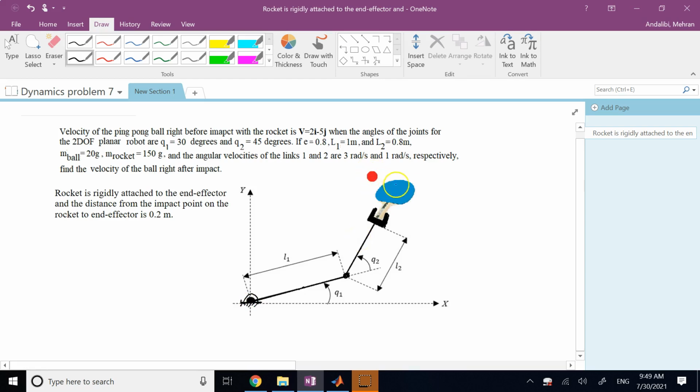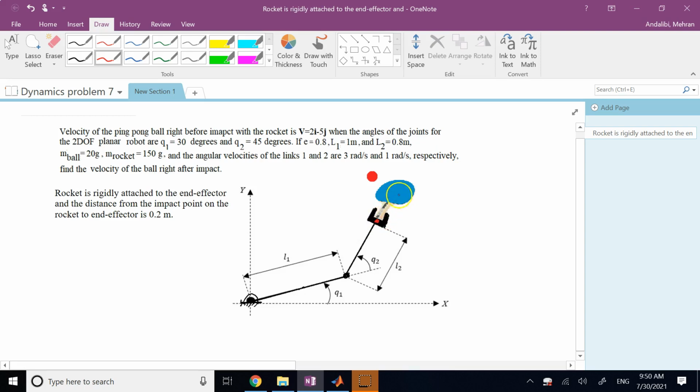The ping pong ball is moving toward the racket, and when angle Q1 is 30 degrees and Q2 is 45 degrees with length of L1 equal to 1 meter and L2 equal to 0.8 meter, you can definitely determine the location of the end effector, right? So here, if you want to find the location of this red point, you can definitely find that.